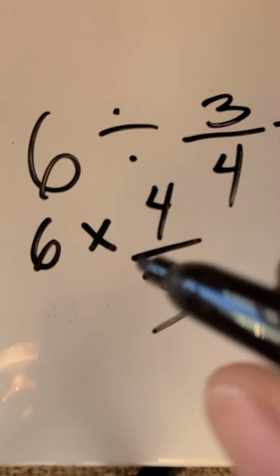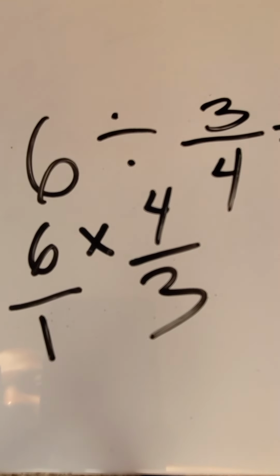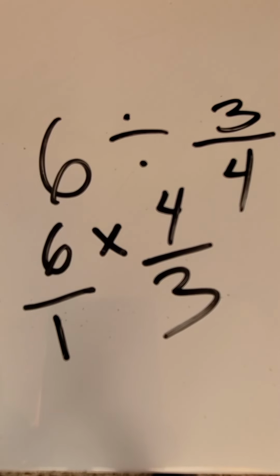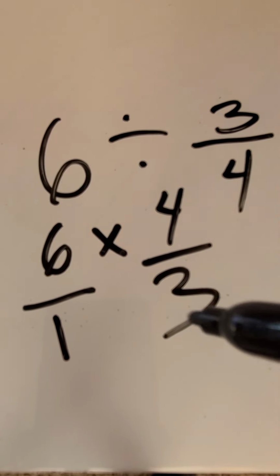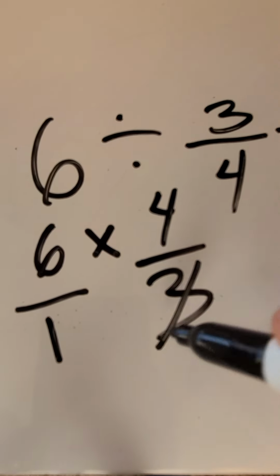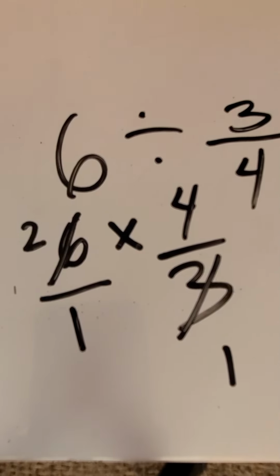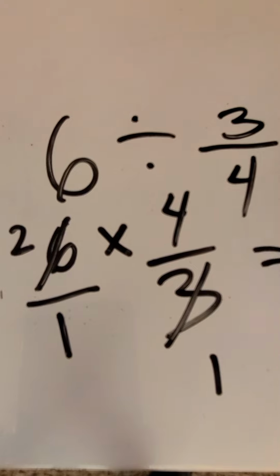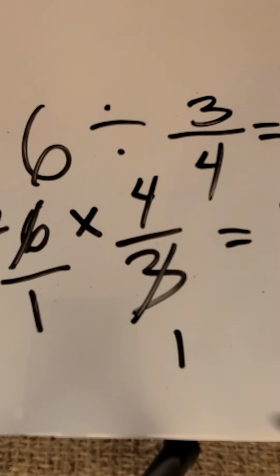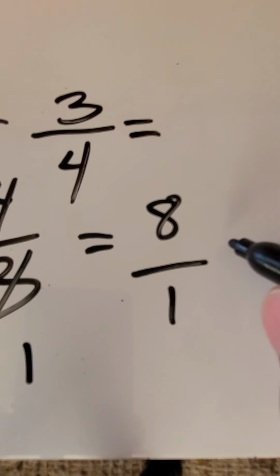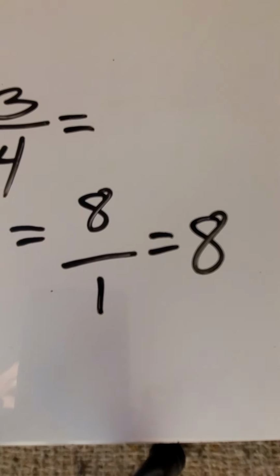Now we can go ahead and make that 6 over 1 to make them alike as fractions, and we can go ahead and multiply. As you can see, 3 and 6 have the 3 in common, so we can cross factor. This becomes 1. That becomes 2. Now we can simply multiply. Numerator and numerator, 2 times 4 gives you 8. 1 times 1 gives you 1. Eight over 1 equals 8.